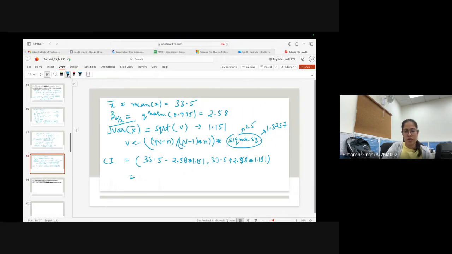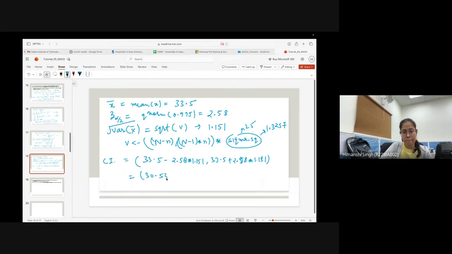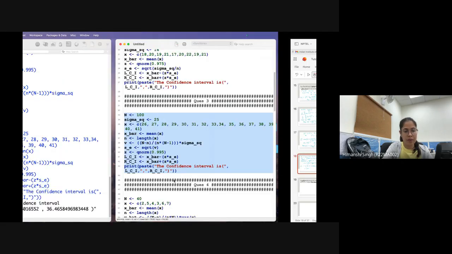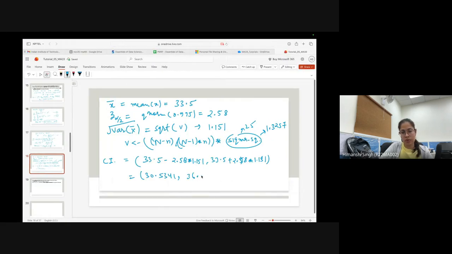So this is coming out to be 30.5341, comma 36.465. Right? So this is the confidence interval. Fine. So basically, we are using the methodology or the theoretical results from statistics, and we are using all the computation and calculation by using the R software.